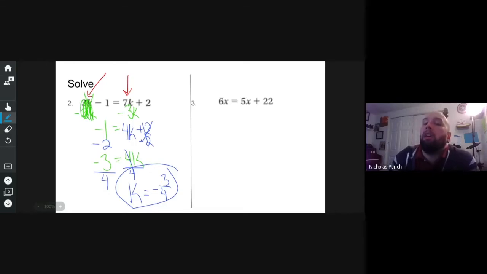Okay, now let's take a look at 3. I have variables, again, on both sides of the equal sign. I have a 6x on the left. I have a 5x on the right. I want to get rid of one of those variables first. Which one should I get rid of?